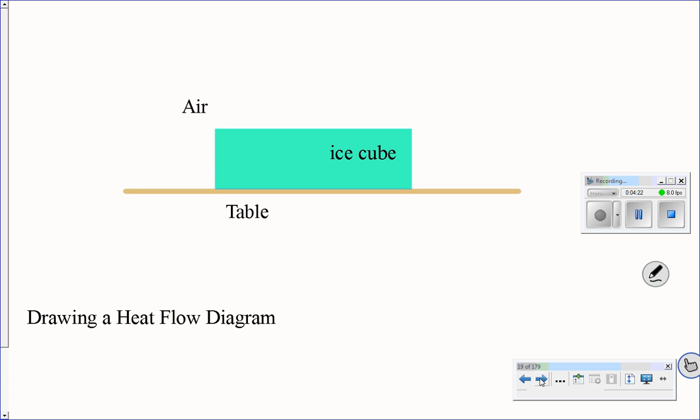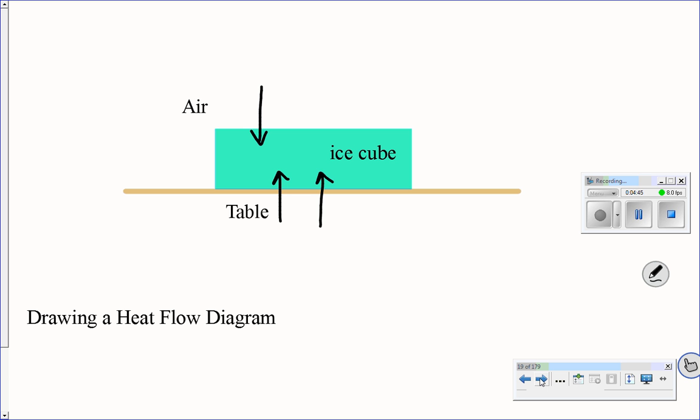So one thing you need to be able to do is draw a heat flow diagram. If you imagine you had a typical room temperature room with a table and you put an ice cube on it, remember that heat is going to flow into the ice cube from the table, and from the air. If you touched it with your hand, the reason it feels cold to you is heat is leaving your hand and flowing into the ice cube.